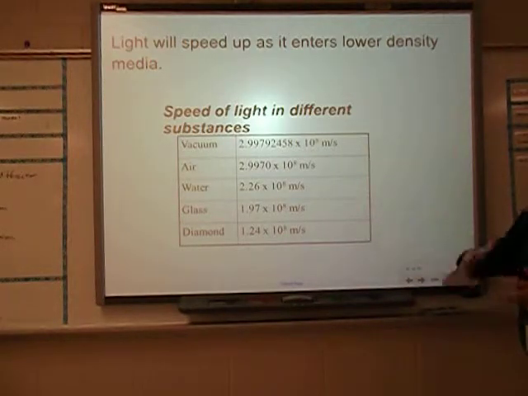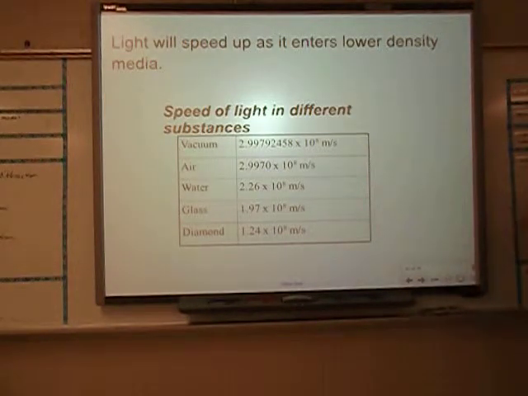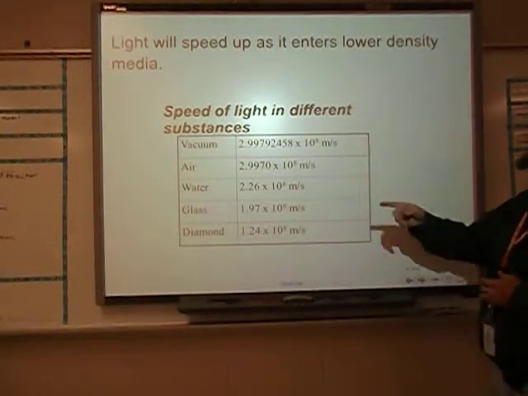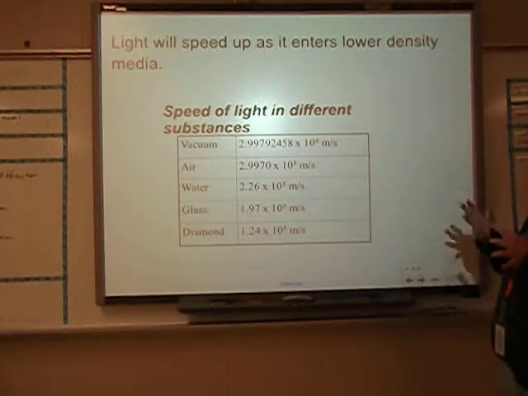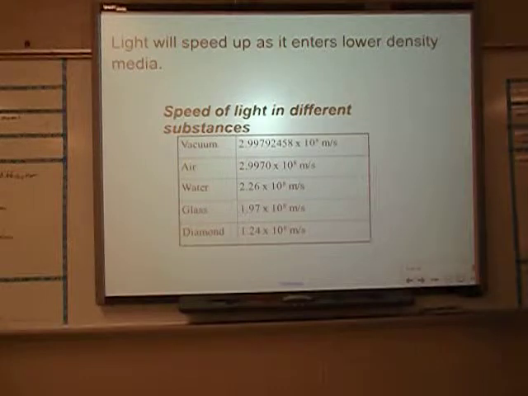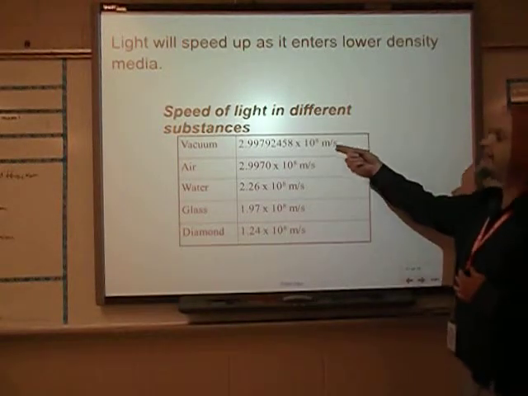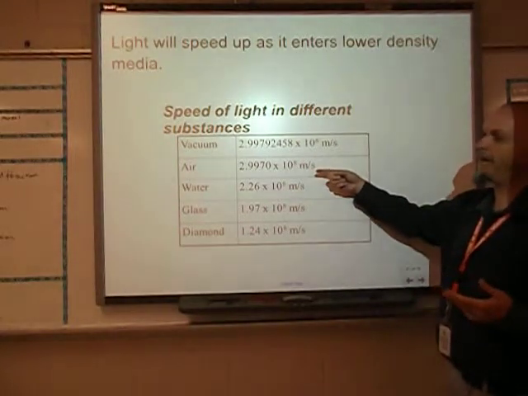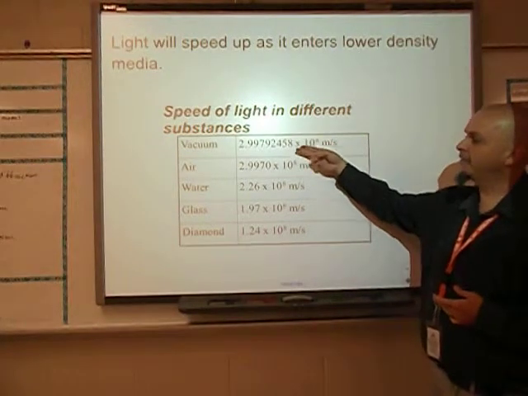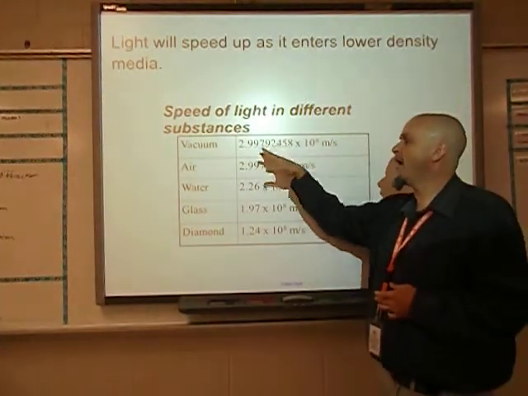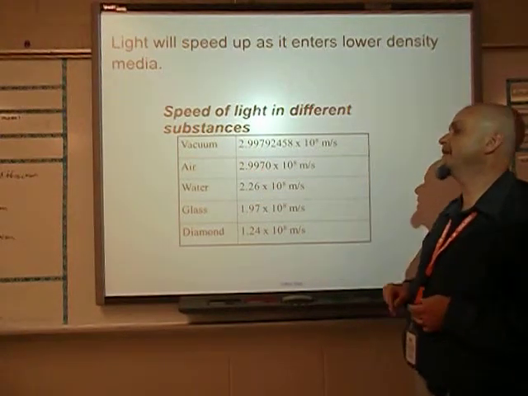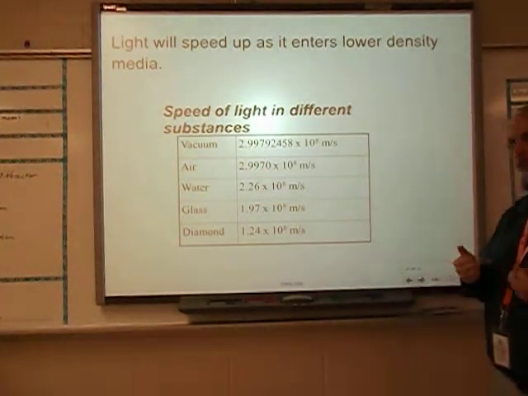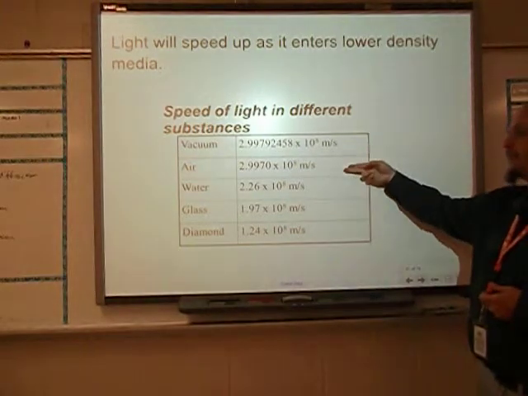These are the speed of light in different media, in different substances with different densities. You can see here it's at its highest in a vacuum, because light will go fastest in a low density medium. Air has a slightly higher density than what a vacuum does, so you see it slows down a little bit. If we round this one, it's 2.998. This one is 2.997 times 10 to the 8th. So it slows down a little bit as it moves from a vacuum into air.